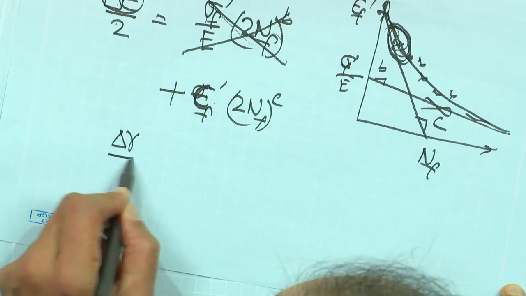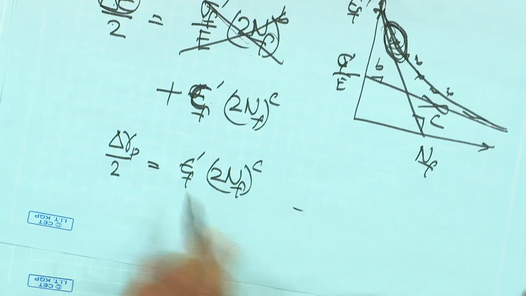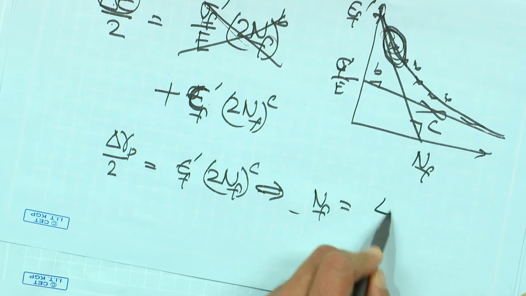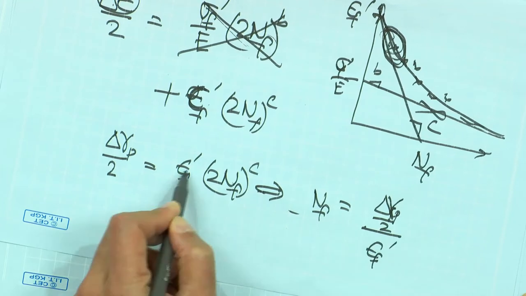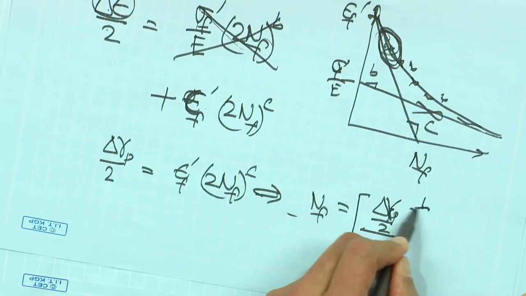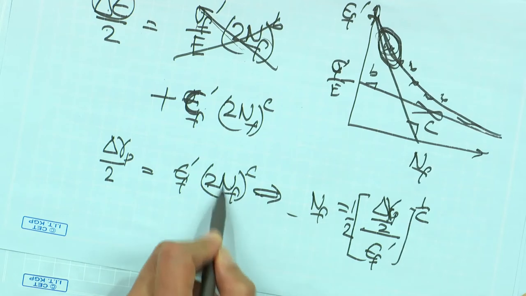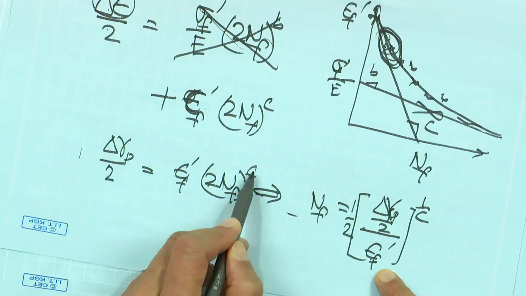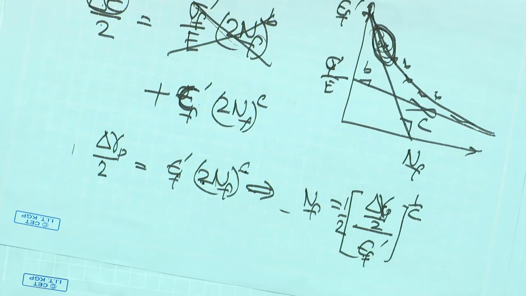So if I write that as delta gamma divided by 2 equals some material constant, epsilon f prime, times 2Nf to the power c, I can invert this equation and solve for Nf. So Nf becomes delta gamma p divided by 2 divided by epsilon f prime, raised to 1 over c, and then divided by 2. Did everyone follow that? All I did is solve for Nf out of this equation. First I took the epsilon f prime to the other side, then I raised the entire thing to 1 over c, then I divided by that 2, and that gives me an expression for Nf. That's what he started to use. So that's that expression.